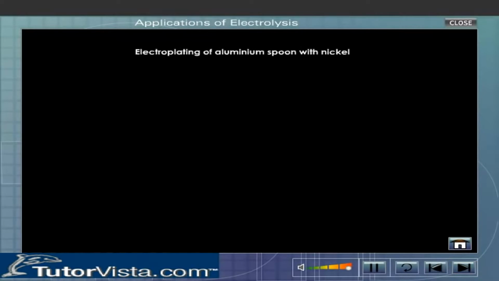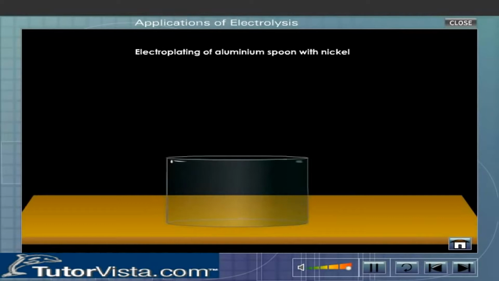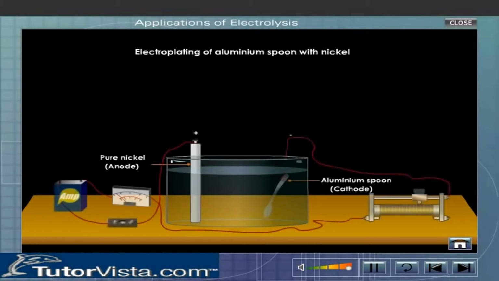Let us now see how an aluminium spoon, which is inferior, is electroplated with nickel, a superior metal. Electroplating is based on electrolysis. The article that is to be electroplated, here the aluminium spoon, is made the cathode by connecting it to the negative terminal of the battery. A pure nickel rod is made the anode by connecting it to the positive terminal of the battery.